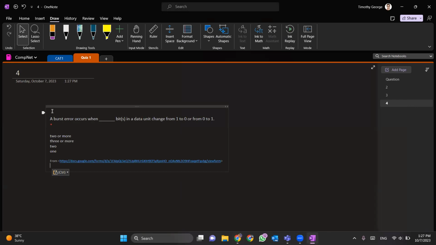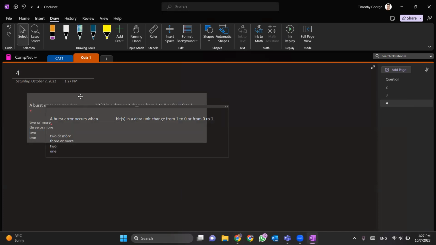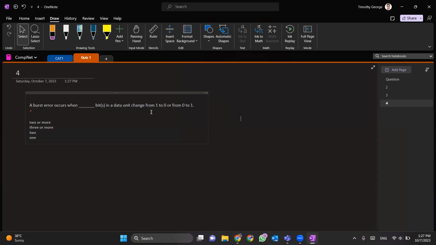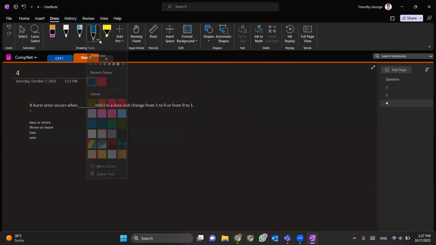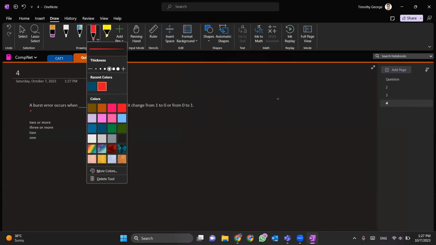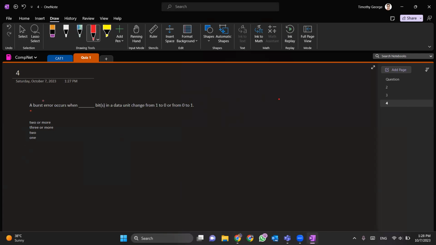I have not checked how many people have got this right. Let me. Okay, so most of you have got this right. I thought this was a little confusing, but it seems it's not. A single error is when one bit is changing from 0 to 1 or 1 to 0. So that eliminates one. Now the question is whether it's two or more or three or more.